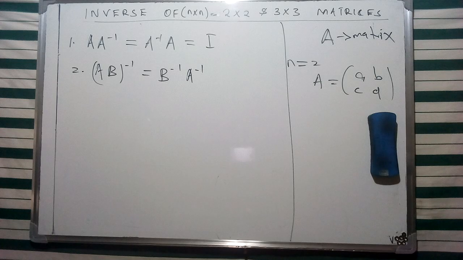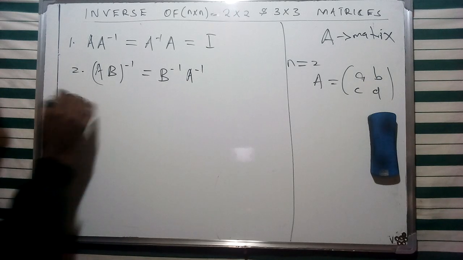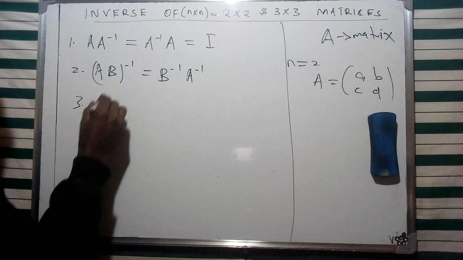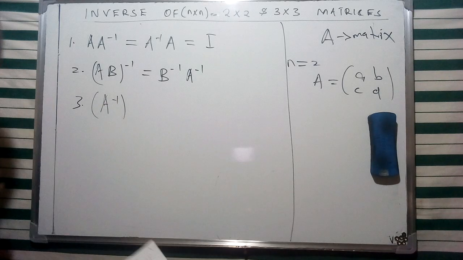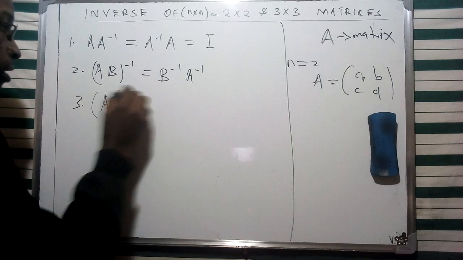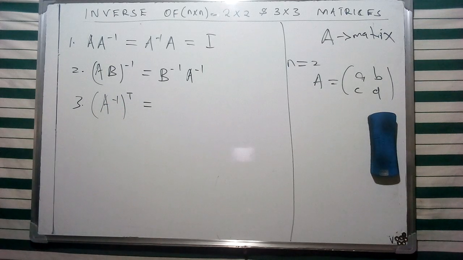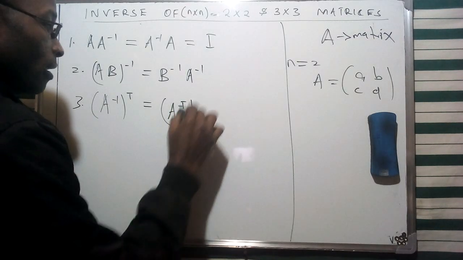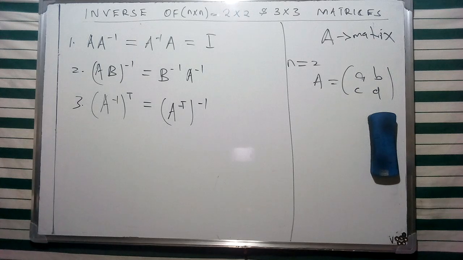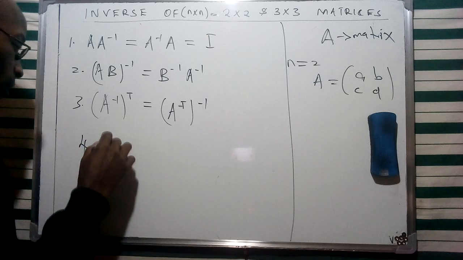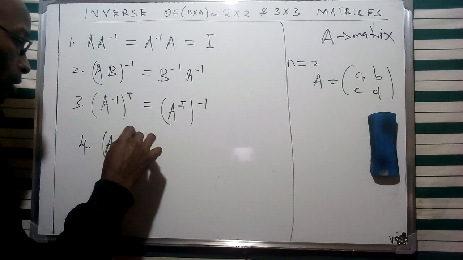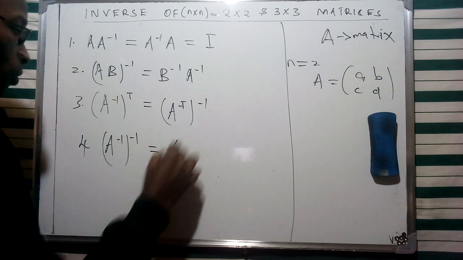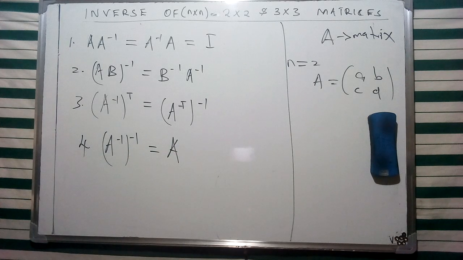And then number 3, we're going to look at another property of the inverse, whereby if we have an inverse of A, and then we take the transpose of this inverse, we obtain the transpose of A and then find the inverse of that transpose. And then number 4, we have another rule of matrices. If we have an inverse of A and we are requested to find the inverse of that inverse, this is going to give us the original matrix.